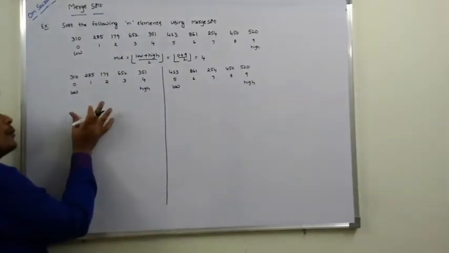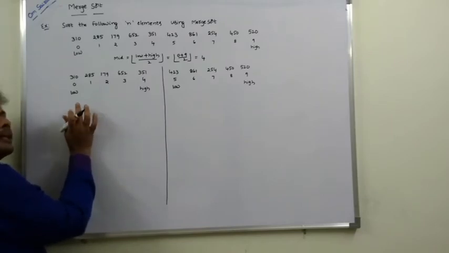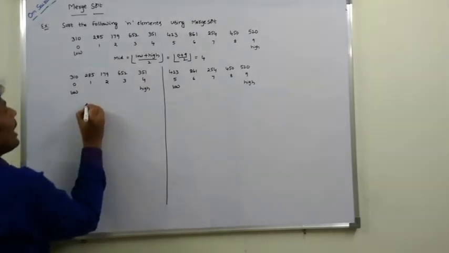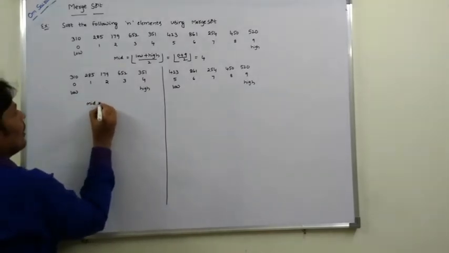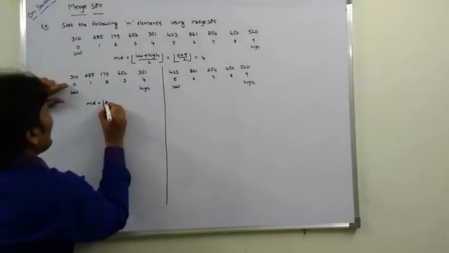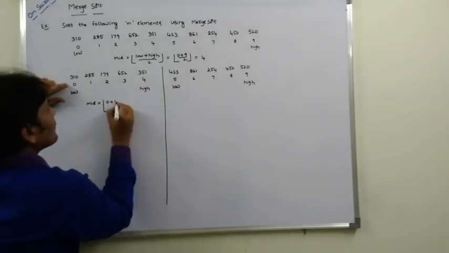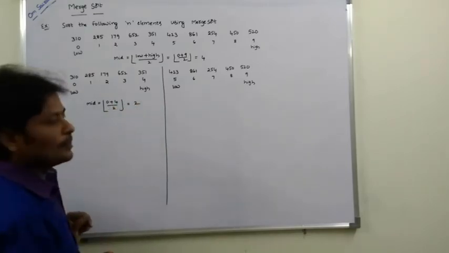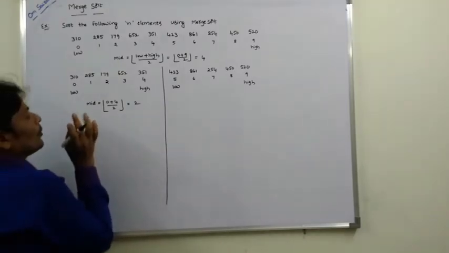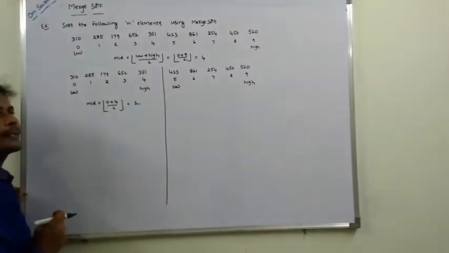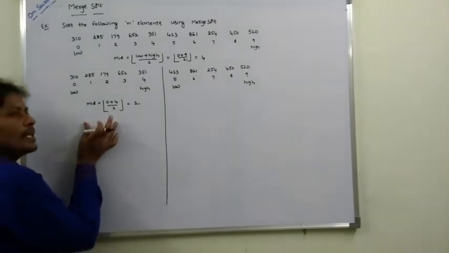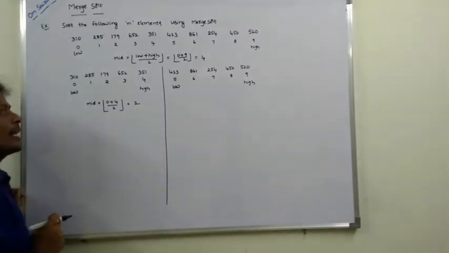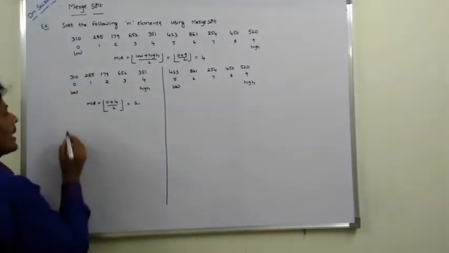So again we have to apply the divide and conquer technique for the first sublist. So now mid value is equal to low plus high by 2. Low value is 0, high value is 4, 0 plus 4 by 2. So that is equal to 2. So again, this first sublist can be divided into two sublists based on the mid value. So 0 to 2, that is the first sublist. 3 to 4, that is the second sublist.